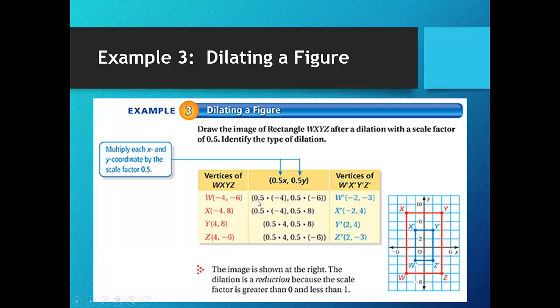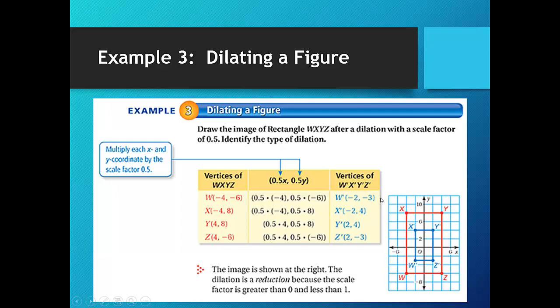So for W, we have 5/10 times -4 for x and 5/10 times -6 for y. So W prime is at (-2, -3). For X, we're going to multiply 5/10 times -4 for x and 5/10 times 8 for y. So X prime is at (-2, 4). For Y, we're going to multiply 5/10 times 4 for x and 5/10 times 8 for y. So Y prime is at (2, 4). And for Z, we're going to multiply 5/10 times 4 for x and 5/10 times -6 for y. So Z prime is at (2, -3).